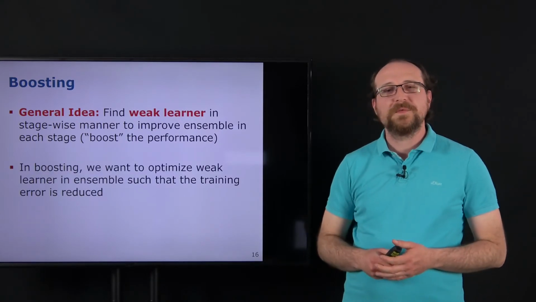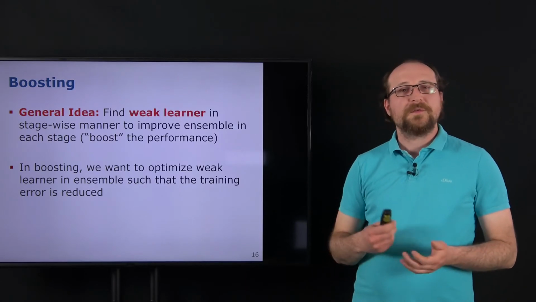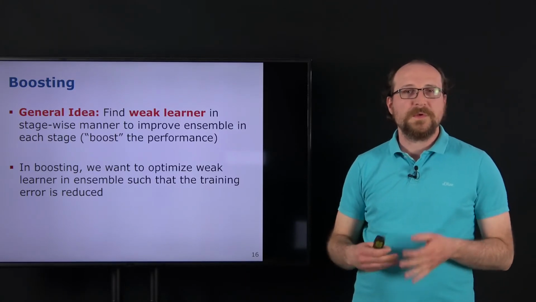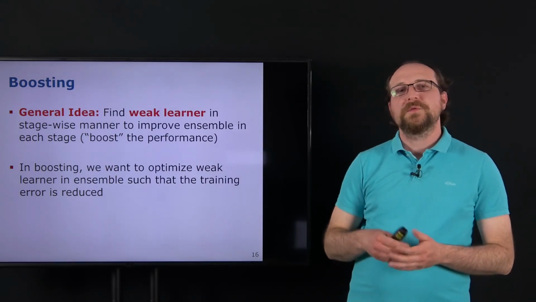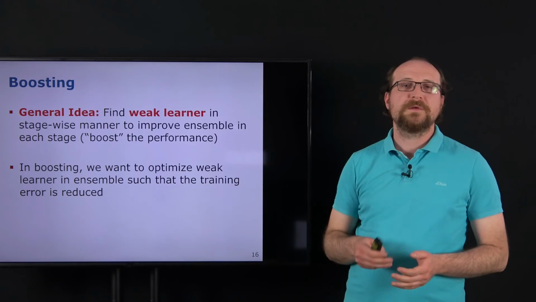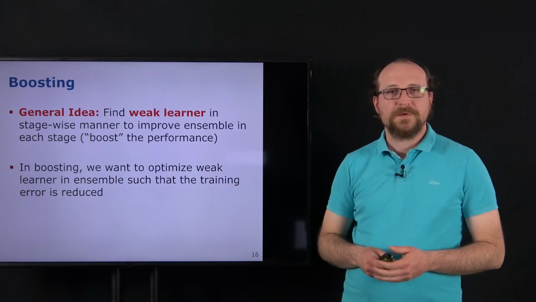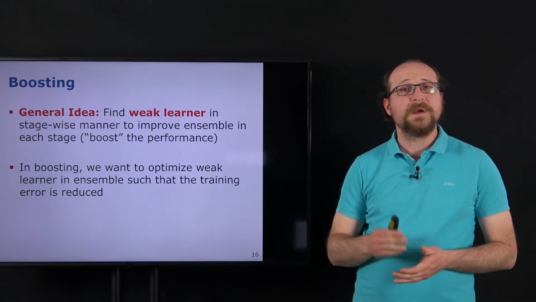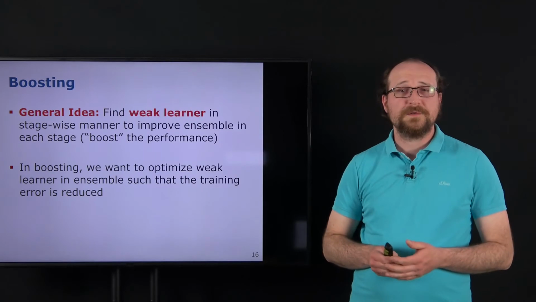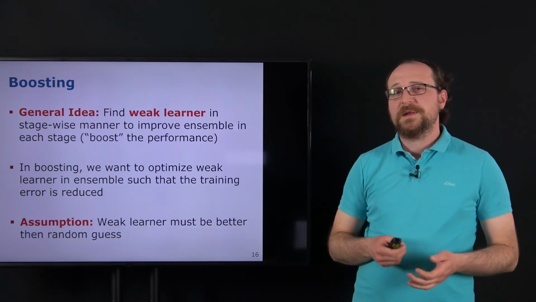In boosting, we want to optimize the weak learner ensemble such that the training error is reduced. That means we first learn one weak learner, and then based on this, we want to learn specifically one weak learner that reduces the training error in the end. So the longer you train, the more stages you have in your training, the lower the training error gets in the end.